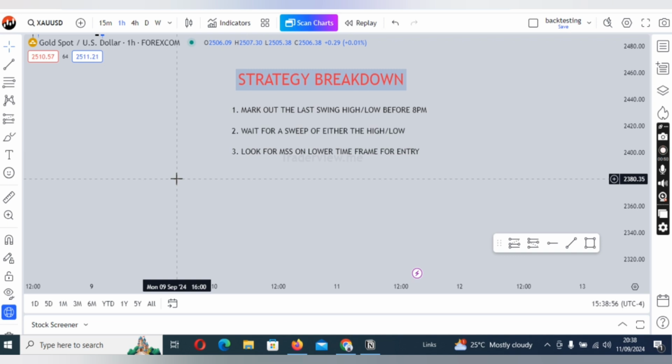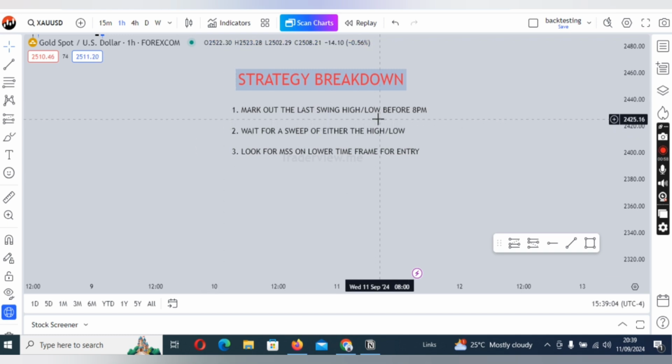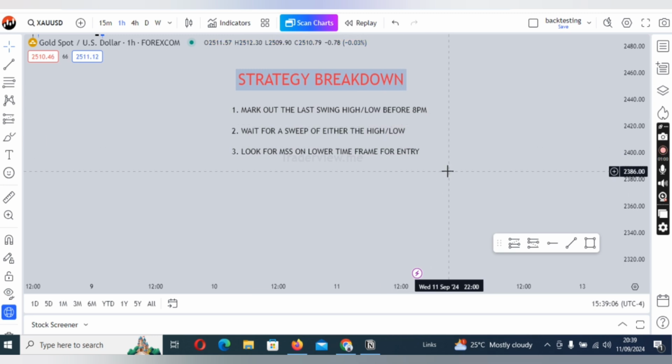So the first thing you need to do for this strategy, as I've stated here already, is mark out the last swing high or low before 8 p.m. Now the 8 p.m. we are talking about is New York time zone. So change your time zone right here to New York time zone. So 8 p.m. New York time.